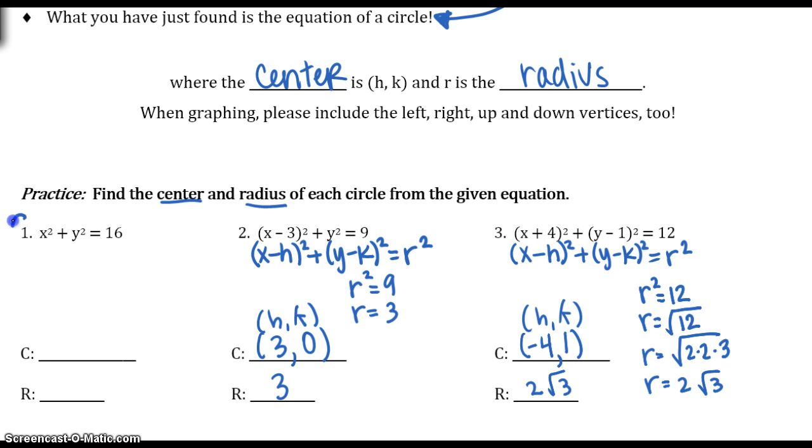What I would like you to do is do number one on your own. So do number one for class, bring it in, and we will go over it then. So go ahead and complete number one before you get to class.